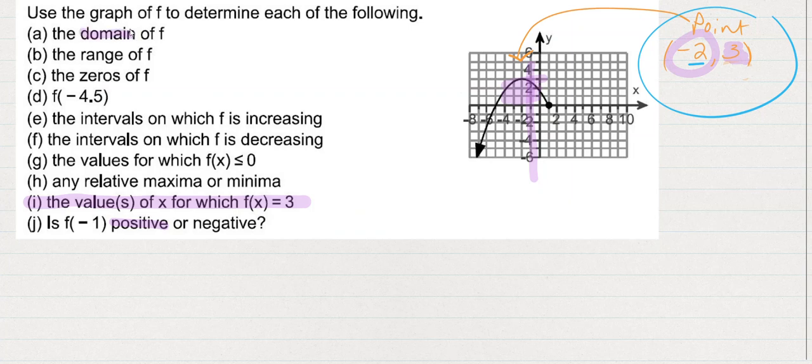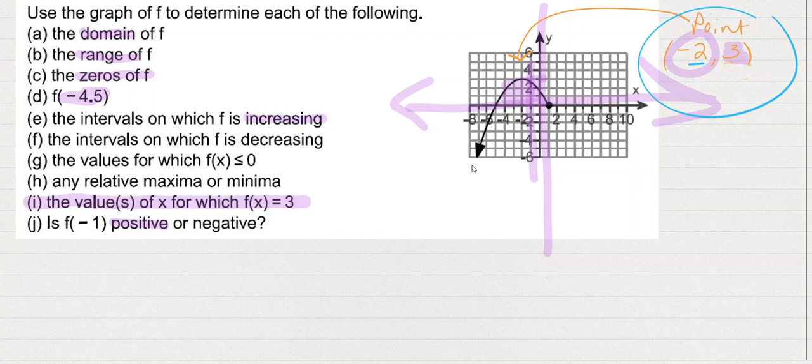The domain is all the x's that are used. The range is all the y's that are used in the function. The zeros of the function are the places where we cross the x-axis. F of negative 4.5, you could interpret that as saying when x is negative 4.5, what is y?